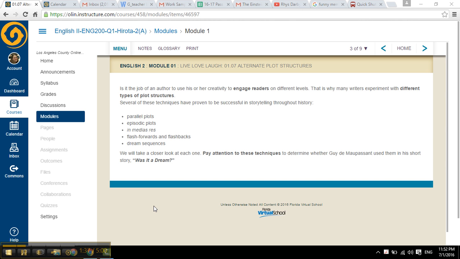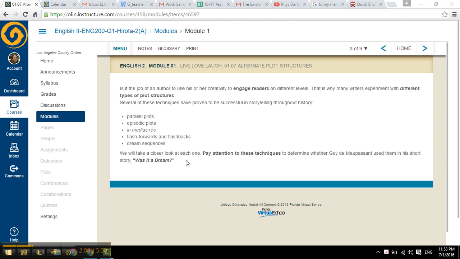On page 3 it says, is it the job of an author to use his or her creativity to engage readers on different levels? Why isn't that a question mark? That is why many writers experiment with different types of plot structures. Several of these techniques have proven to be successful in storytelling throughout history. So you have parallel plots, episodic plots, in medias res, flash forwards and flashbacks, and dream sequences. We will take a closer look at each one.